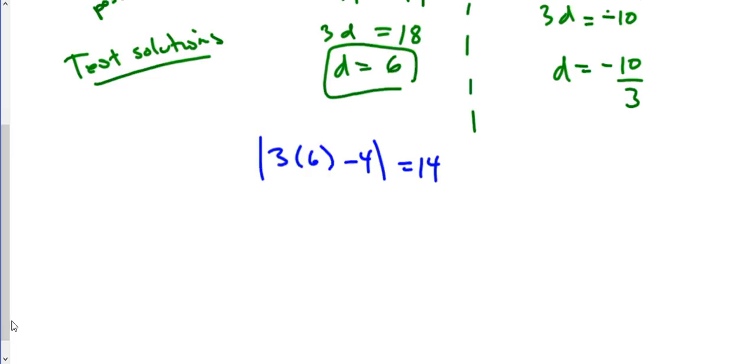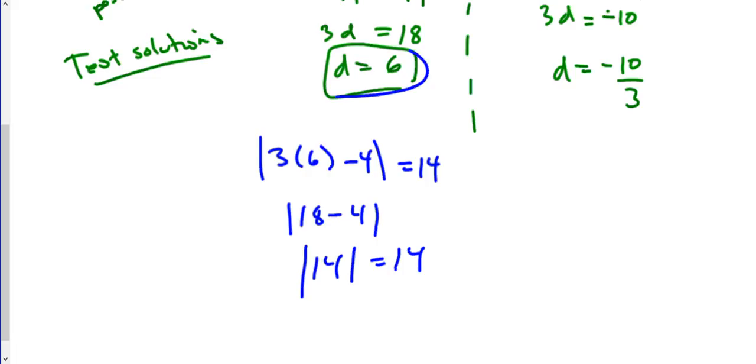All right, so what we have right here is going to be, what we got? 6 times there is 18. 18 minus 4, that's going to be 14. Is 14 equal to 14? Yeah, you bet it does. So this one is all good.